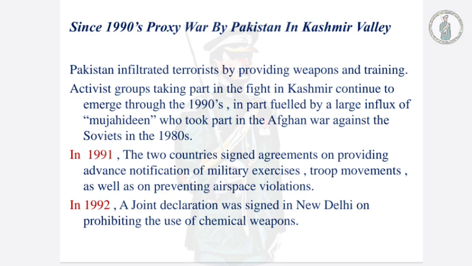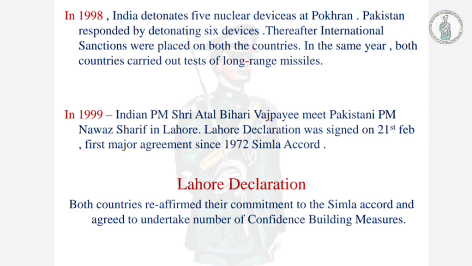Then in 1991, both the countries signed an agreement on providing advance notification of military exercises and troop movements, as well as on preventing airspace violations. And similarly, the following year, a joint declaration was also signed in New Delhi on prohibiting the use of chemical weapons. Then in 1998, India detonated 5 nuclear devices at Pokhran, and Pakistan responded by detonating 6 devices. Thereafter, international sanctions were placed on both the countries, and the same year both the countries carried out a test of long-range missiles.